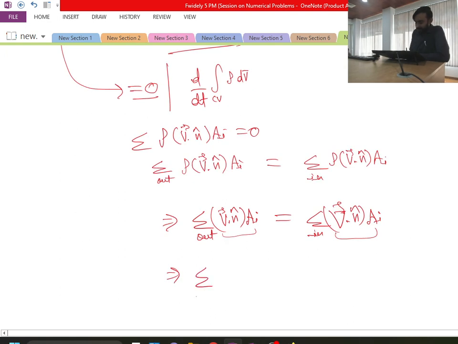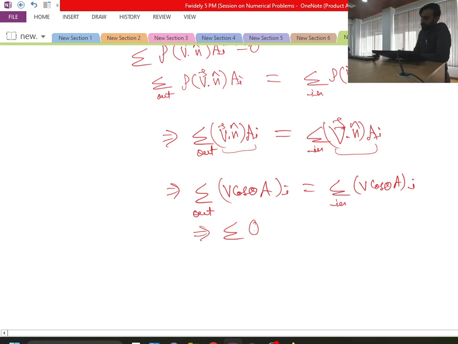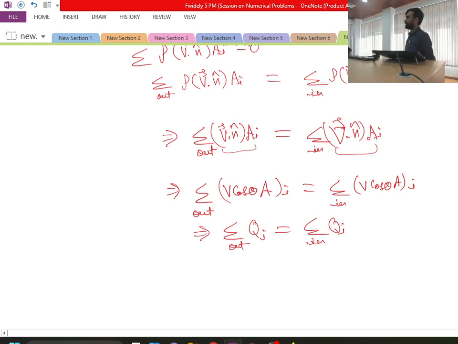And ultimately this area into velocity, what is it? If I write it, summation of out v cos theta into Ai equal to summation in v cos theta into Ai, then what is v cos theta into A? Volumetric flow rate. Okay, so summation of Qi for outlets equal to summation of Qi for all inlets. Is this one clear?